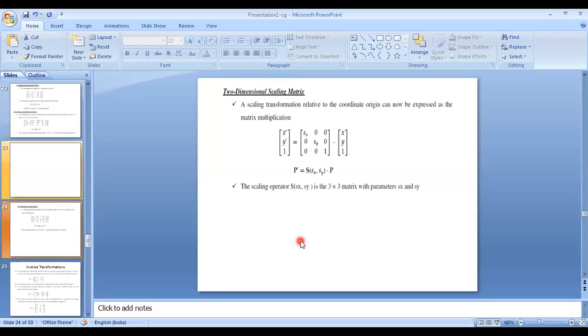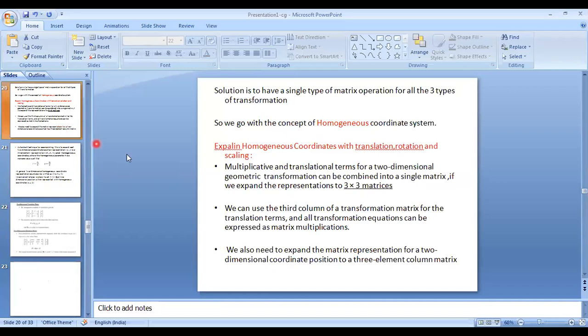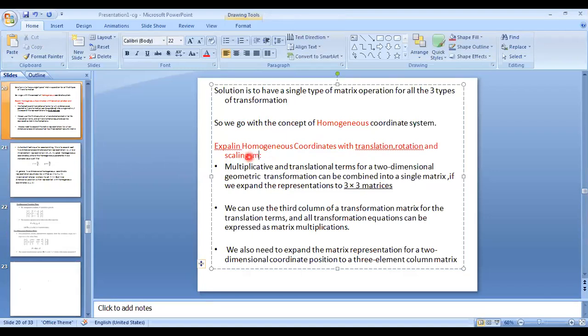Okay, so this is about today's discussion. The important question that comes from today's discussion is this: explain homogeneous coordinates with translation, rotation, and scaling matrices. Explanation of the homogeneous coordinate system: the multiplicative terms and translation terms, which are additive, of a two-dimensional transformation can be combined into a single matrix by expanding the representation to a 3 cross 3 matrix. That is, I'm expanding the 2 cross 2 to a 3 cross 3 matrix, where the third column is for my translation equation to convert that into multiplication.